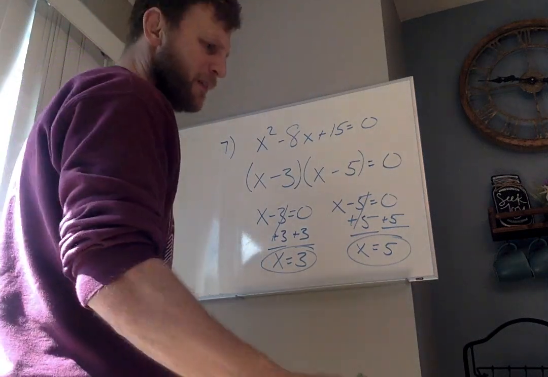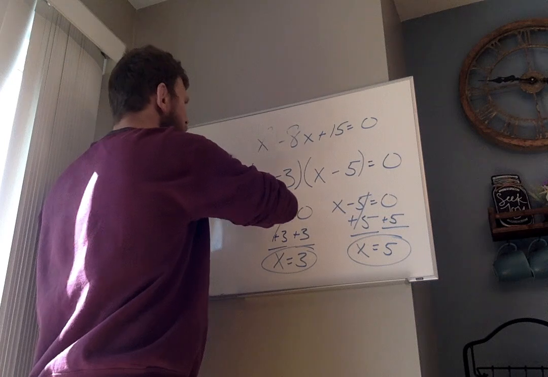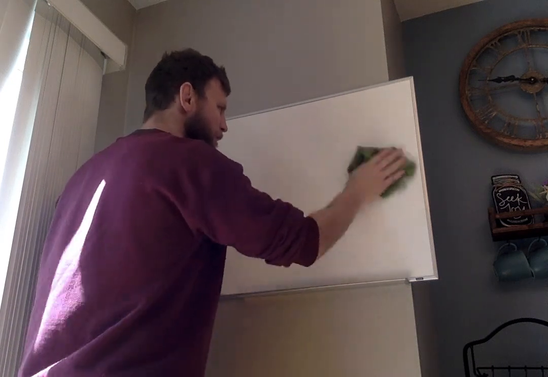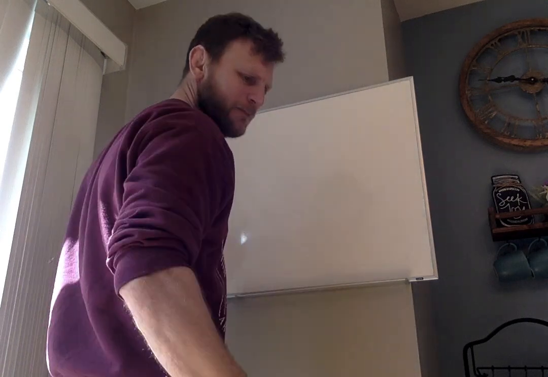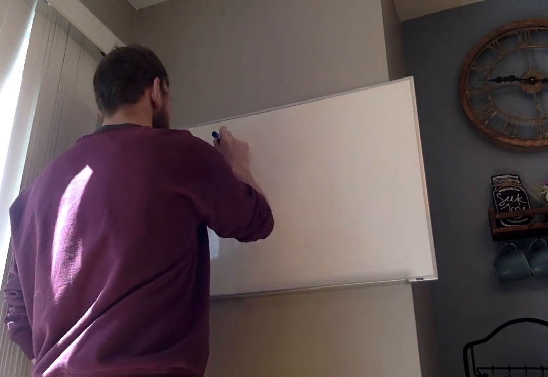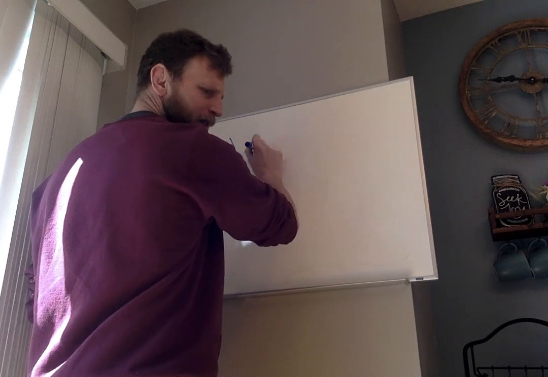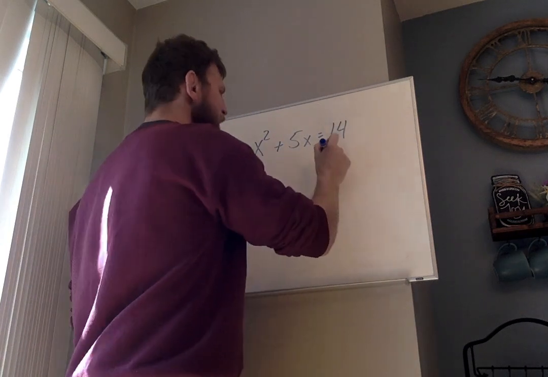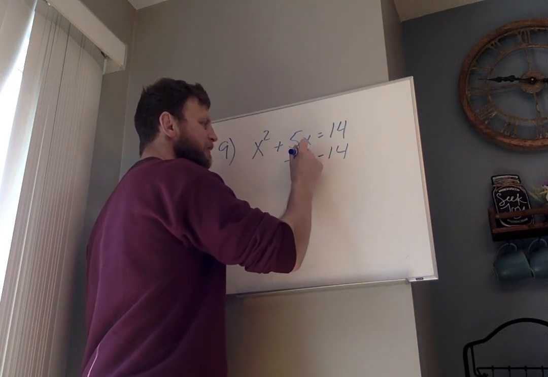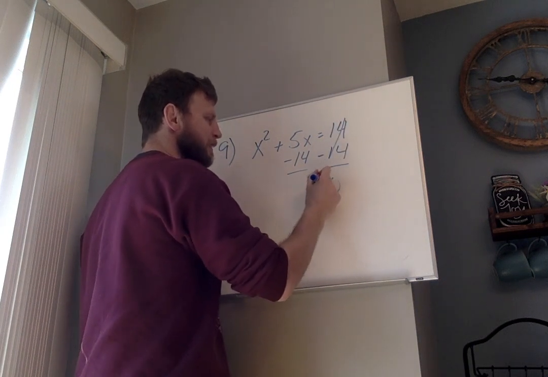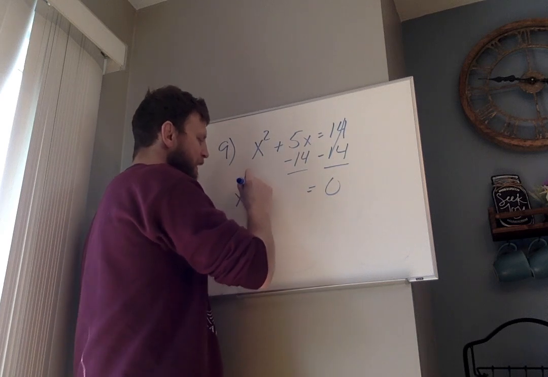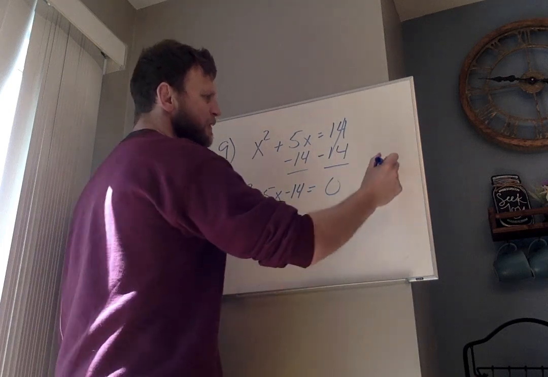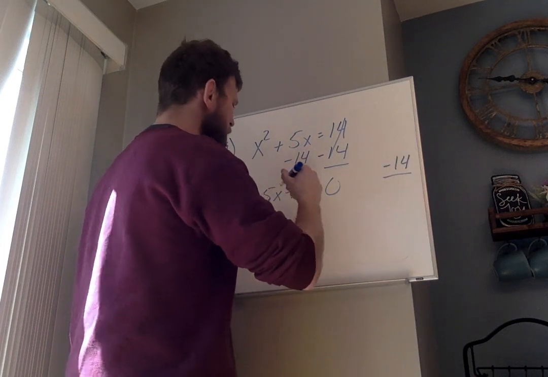Number 9, just like the example we did, okay? Let's get this erased. It says x squared plus 5x equals 14. So I'm going to subtract 14 from both sides because I want it to be equal to 0. There's my 0. On this side, I have x squared plus 5x minus 14. So I'm looking for my factors of negative 14 that add up to 5.